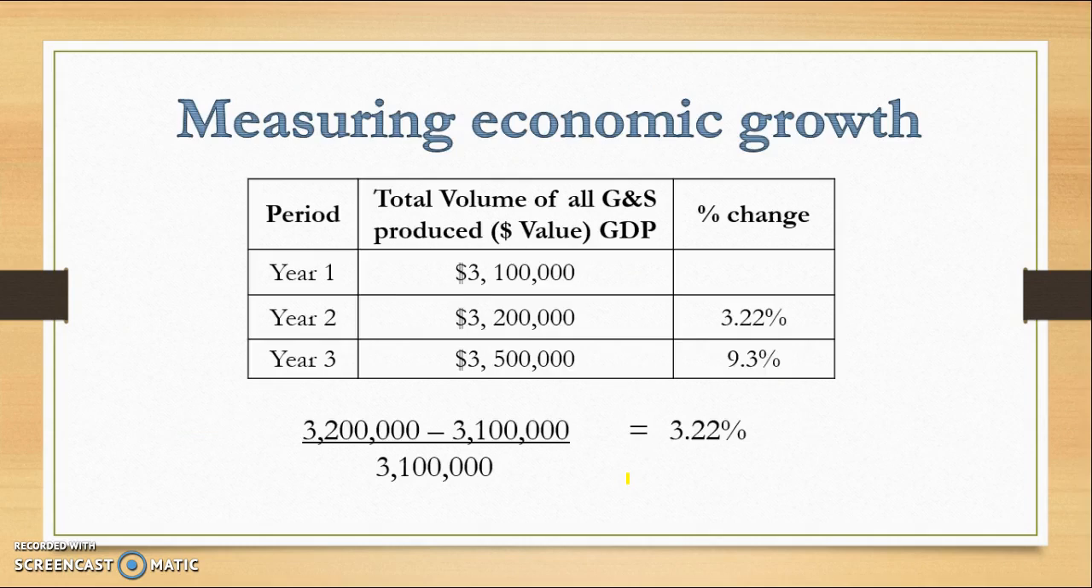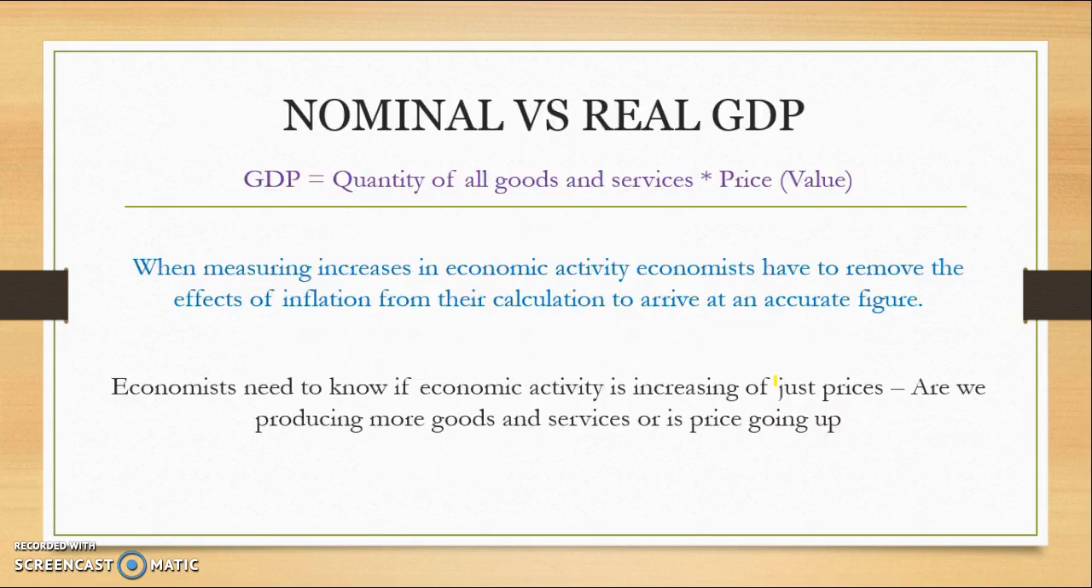So when we're measuring economic growth, forget about the real and nominal GDP bit for this stage. What we're doing is calculating the production in this year's period minus last year's, and then dividing by last year's period. So for year 2, our growth would be 3.2 million minus last year, which is 3.1 million, divided by last year, which is 3.1 million, which gives us growth of 3.22%. In the second year, it's 3.5 million minus 3.2 million, divided by 3.2 million, which gives us growth of 9.3%. So what we want to look at for GDP is the total quantity of all goods and services produced times the price.